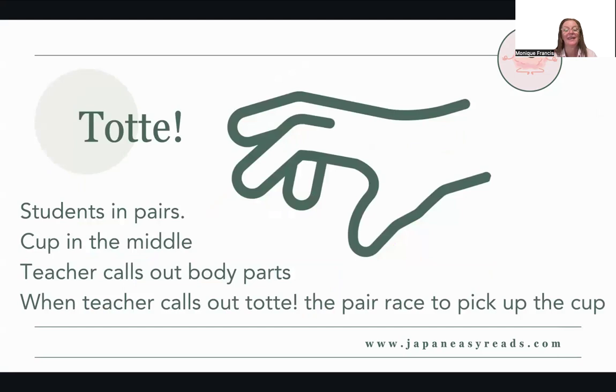Totte is a moving game in pairs, and as the title suggests, the students grab either a ball that's put in between the two of them, or a cup or something that can be easily grabbed. The teacher calls out body parts. So we've got the two pairs and the ball or the cup in the middle, and the teacher calls out atama, hisa, kata, hana, ashi, totte, and then when they hear totte, they race to grab the cup. It's a great way to revise your body parts in a really fun way too.